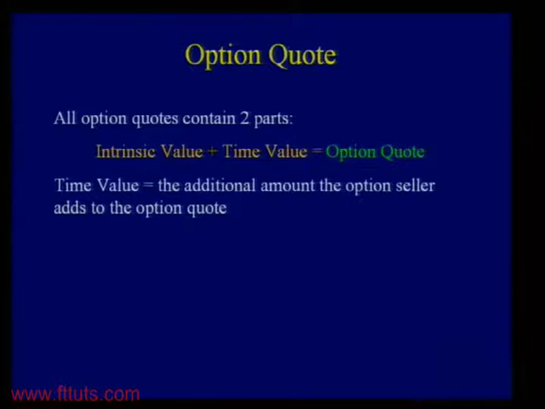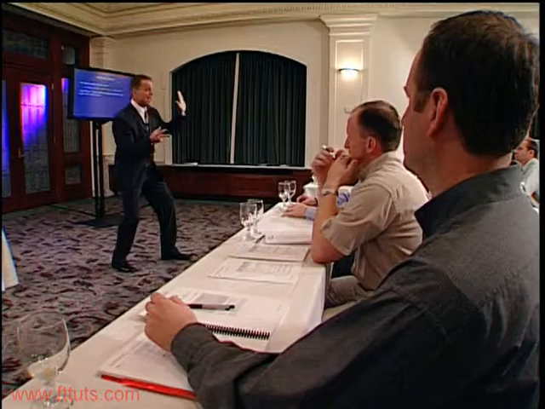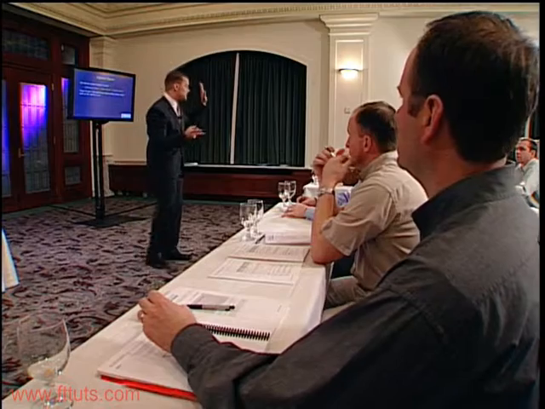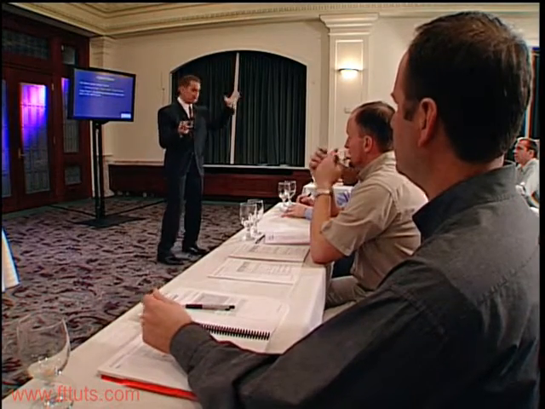is the option quote. Time value is the additional amount the option seller adds to the option quote to compensate himself to be at risk of the underlying security over time. Let's go back to my house analogy. Let's use the same analogy that we've used so far. Let's say you have the house that's $100,000, and instead of buying the $100,000 option to buy your house, we buy the $95,000 option. Well, that now has intrinsic value. How much of value does it have, guys? How much? $5,000, you've got it.